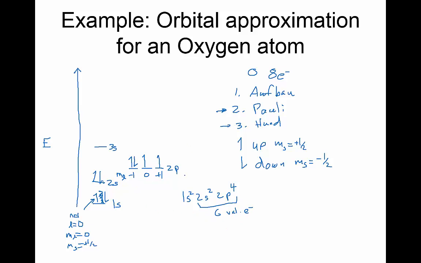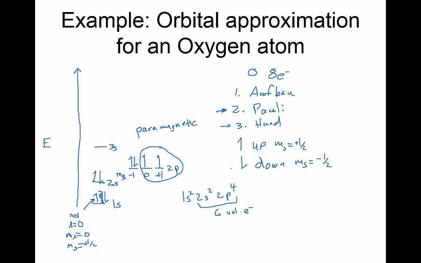But you'll notice that this orbital approximation gives us some more information about those electrons. In particular, it tells us that we have 2 unpaired electrons. And so those spinning electrons are going to generate little magnetic moments. And so an oxygen atom is going to be deflected if we pass it through a Stern-Gerlach experiment. So it is a paramagnetic atom.